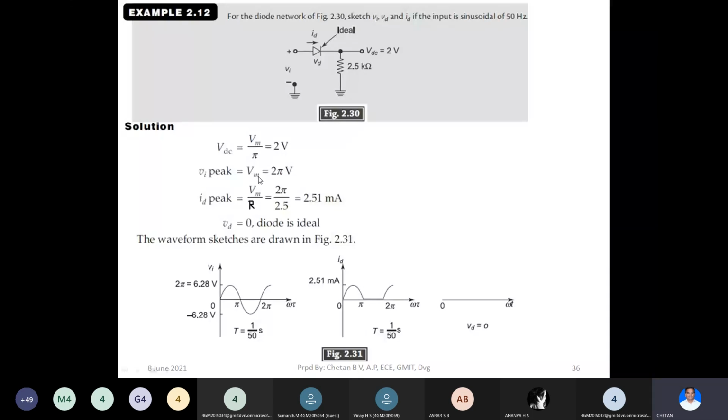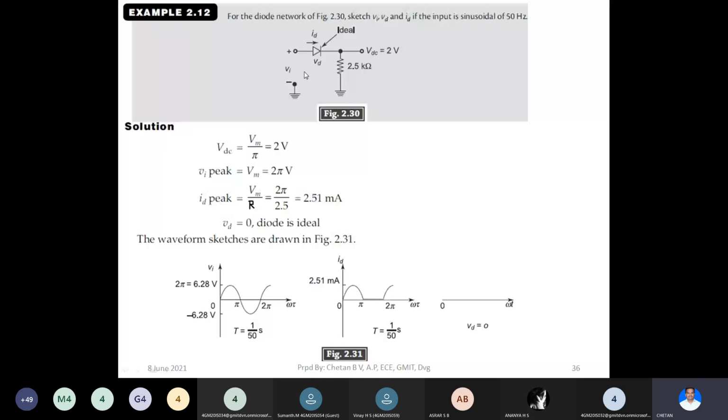peak value is 2 pi. So if you calculate 2 pi, what is pi? 3.414. 2 times that would be 6.28. So 2 pi is 6.28. The value at this positive peak would be 6.28. And at the same time, if you consider the negative y-axis, the negative peak would be the same value with a minus sign. Therefore, it would be minus 6.28. This is our first sketch, that is the sketch of Vi.